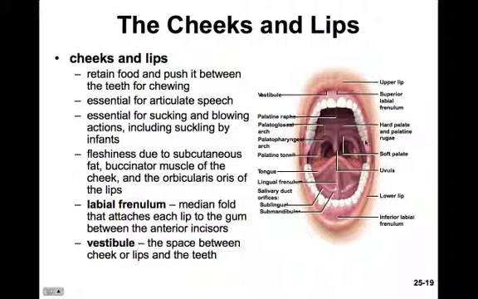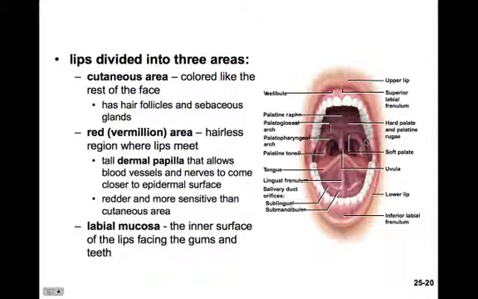The vestibule is the space between the cheeks and lips. So if you were brushing your teeth on the outer surfaces, you would put your toothbrush in the vestibule. The lips are divided into three main areas. There's the cutaneous area, the red area, and the labial mucosa. The cutaneous area is the outside. It's where a mustache would be. It has hair follicles and sebaceous glands.